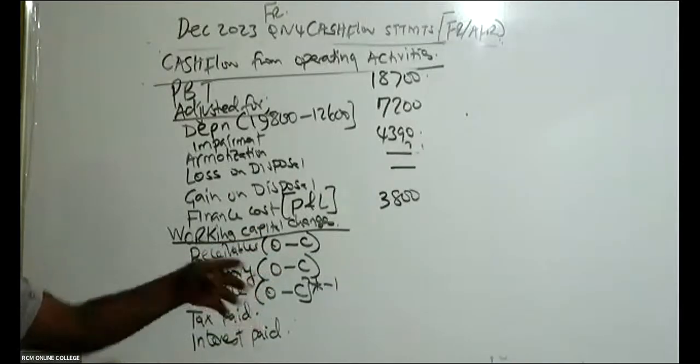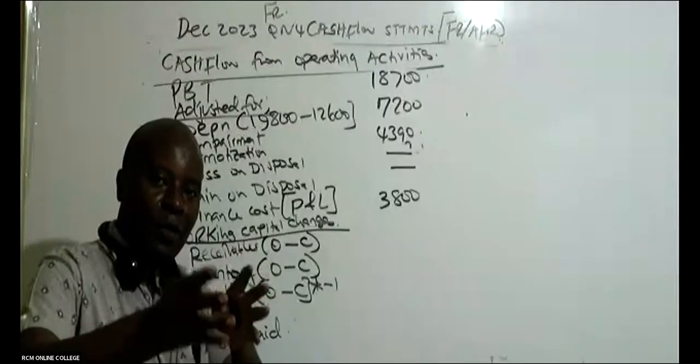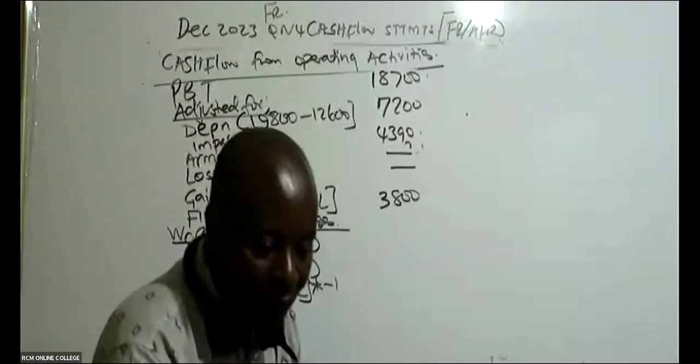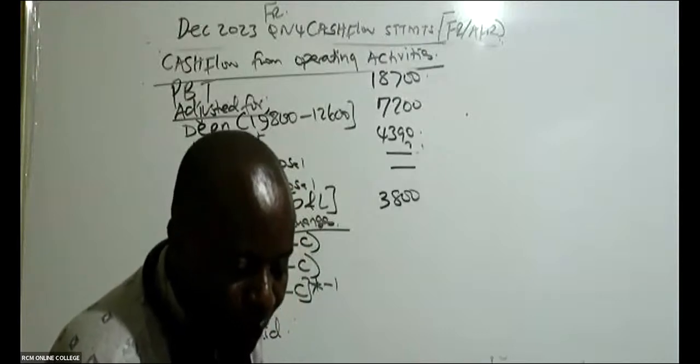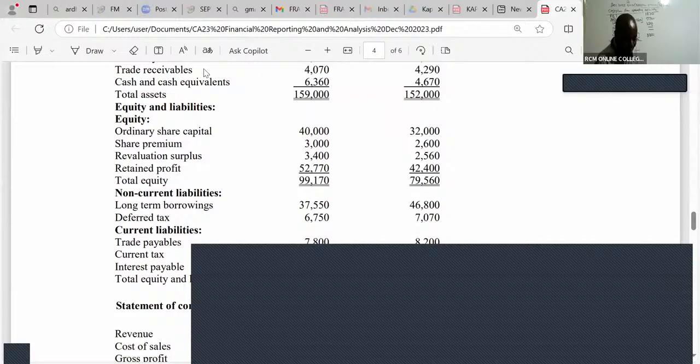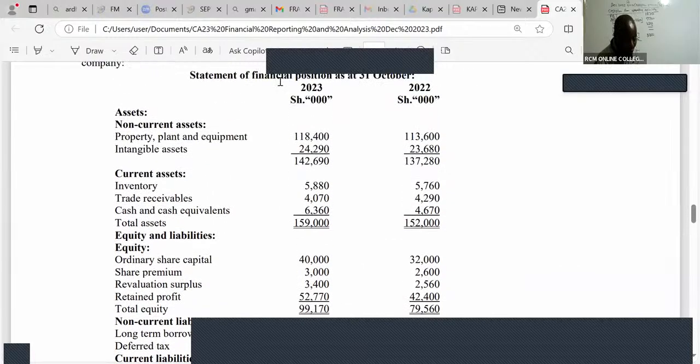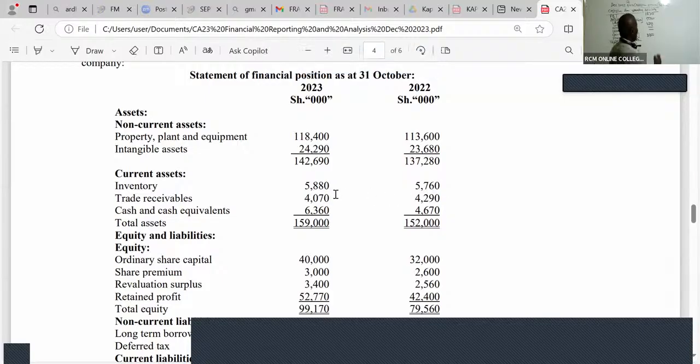Opening minus closing. So you look at the balance sheet, the 2 years, opening figure for receivables minus closing figure for receivables. What do we have, ladies and gentlemen? From the balance sheet, you can see receivables here. Remember, the first year is your opening. So receivables, it's 4290 minus 4070. Is there somebody who is able to give me that difference?